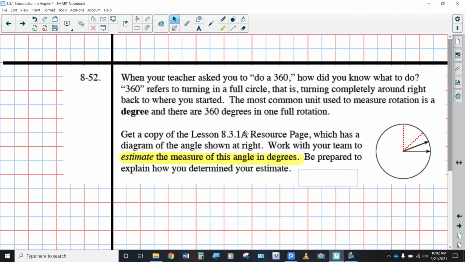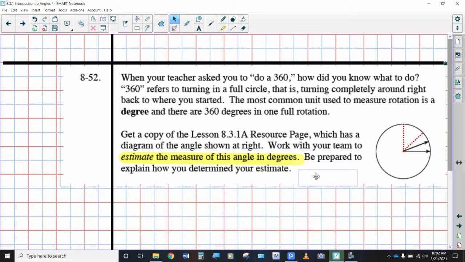So there is a copy of this resource page on the Google Math class page. You can print that off, or you can just draw a circle. If you get a glass out of the kitchen and set it on your paper and trace around it, you can usually find round objects to trace a circle on your paper. It says, work with your team to estimate the number of angles in degrees. Be prepared to explain how you determine your estimate.